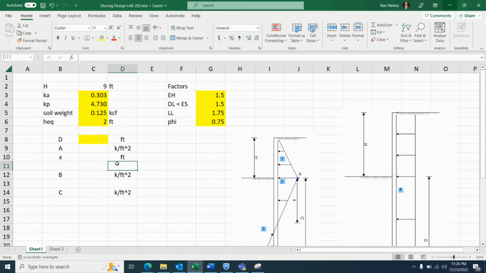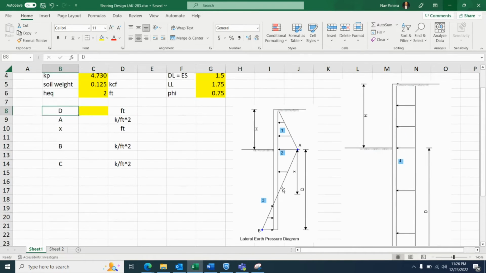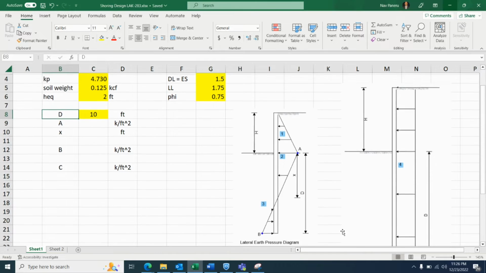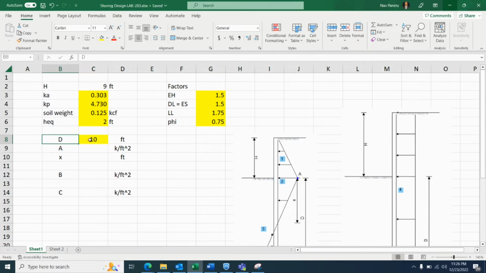The depth D is what I want to calculate, but I don't know it yet. So I will just put a random number, say 10 for now. I'll be iterating this number, and I will find the correct value. I'm going to use a couple of tricks, and I will explain what I'm going to do. But for now, just assume the value of D, the embedment depth, is 10 feet.